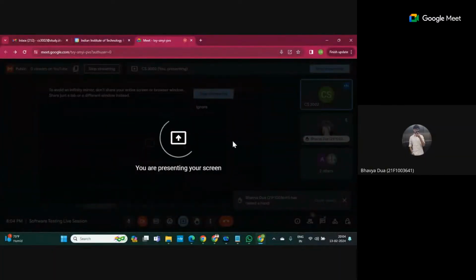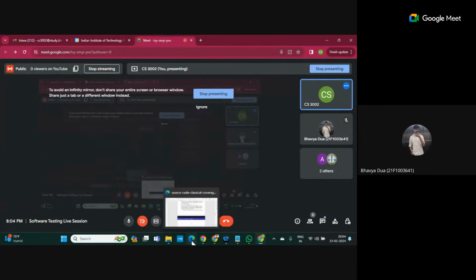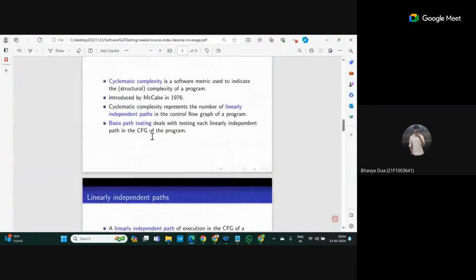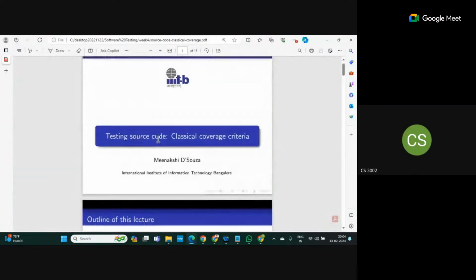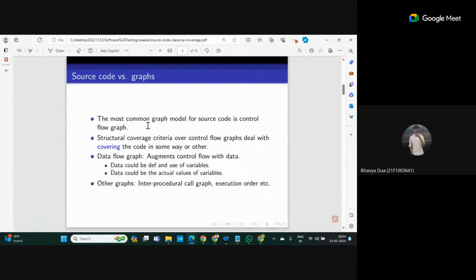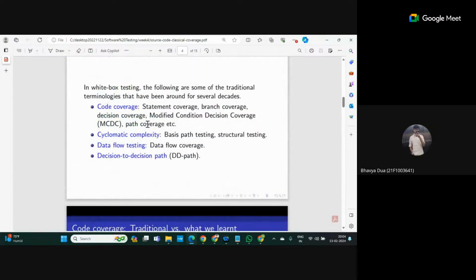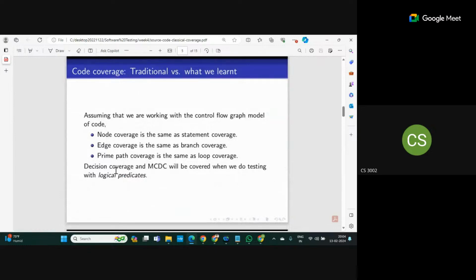Okay. So this is visible, right? Yes, sir. Okay, visible. So basically the doubt is there in this part and this part, right?